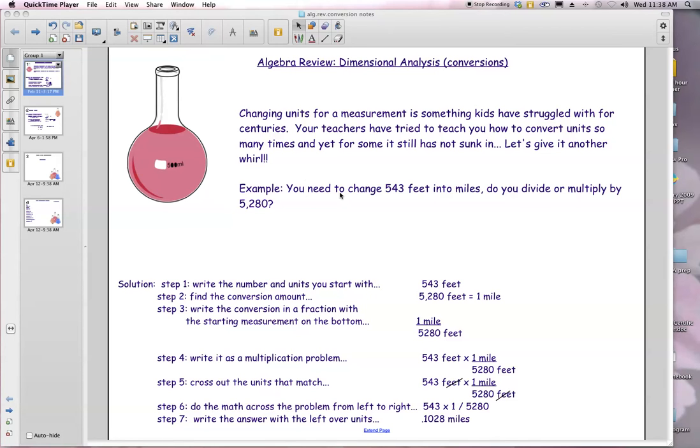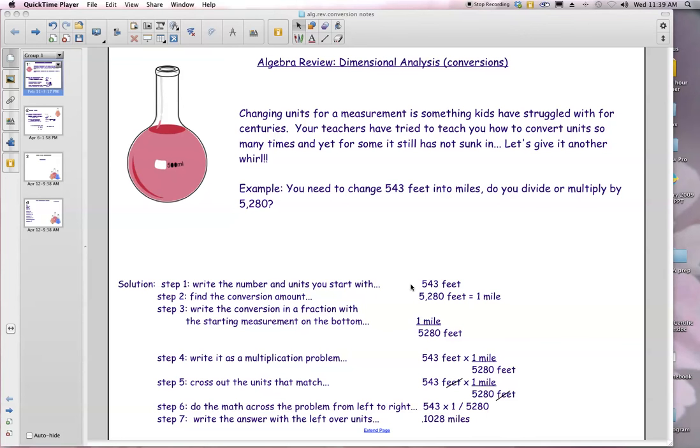An example problem might be that you need to change 543 feet into miles, and a lot of kids know that the conversion is 5,280 feet are in a mile, but they don't know, do you multiply or do you divide by 5,280? So these are simple steps that you can use, and you can use them no matter what you're converting into what. They're steps that are universal.